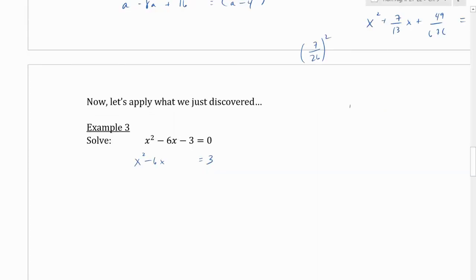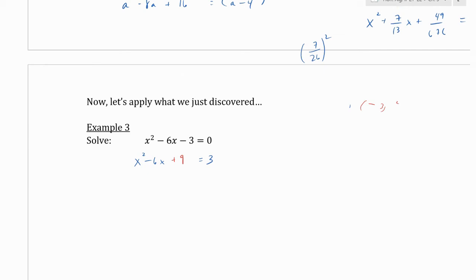So what I'm going to do is move the constant over here out of the way. I'm going to look at what's sitting here. And I'm going to go, well, half of -6 is -3. And if I square that, I get a 9. So I'm going to throw a 9 over there on the left side. Because I can. But I got to balance it out.